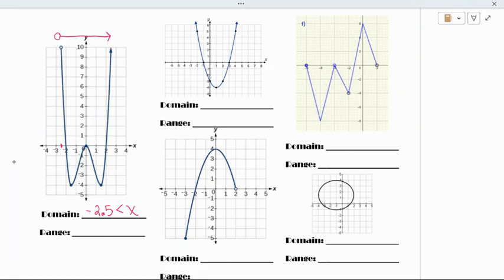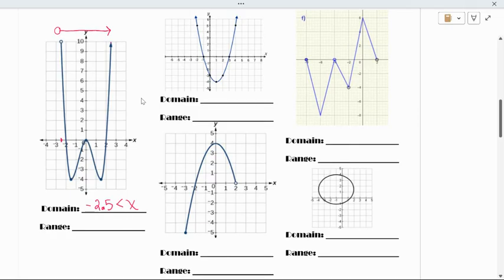Remember, when we write inequalities, we want the variable term to come first. If the variable term comes first, what do we have to do to the symbol? We have to flip it. So x, the domain, is greater than negative 2.5. This is all of the numbers that are greater than negative 2.5. Okay? Do we feel okay with that?